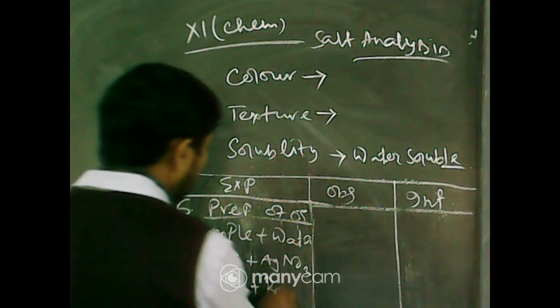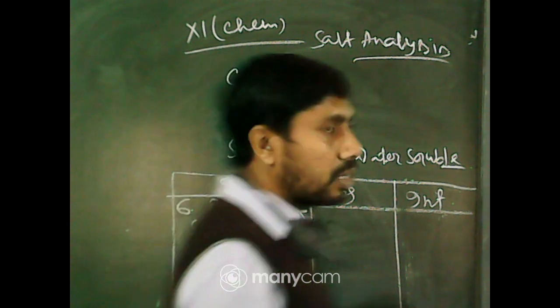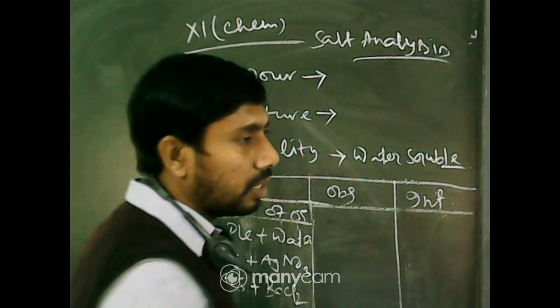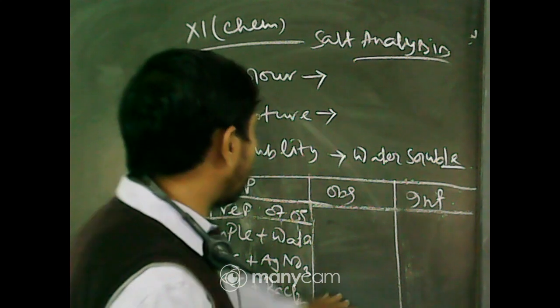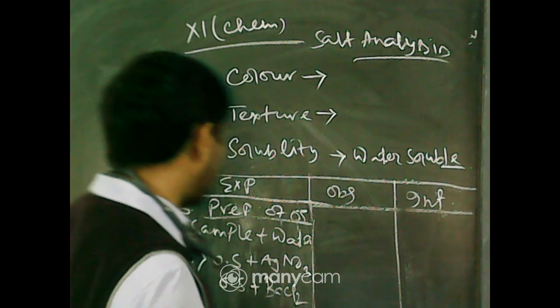Number 2: OS plus BaCl2 solution. If any precipitate comes, then it is for sulphate. What is the further proof of that? The precipitate will not dissolve in any mineral acid, that is H2SO4 or HCl, etc.